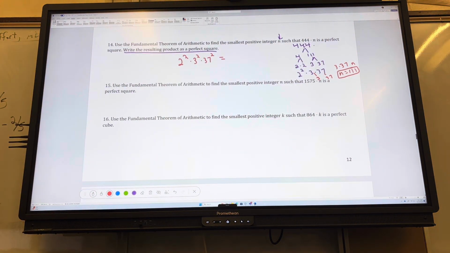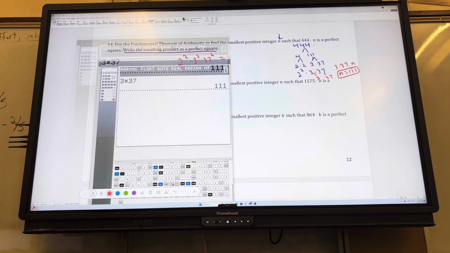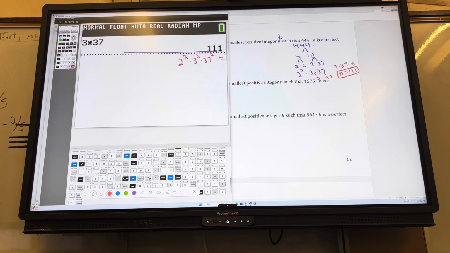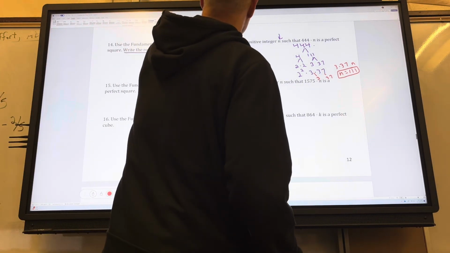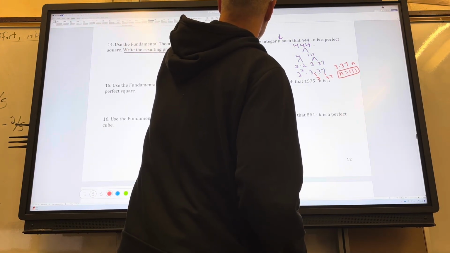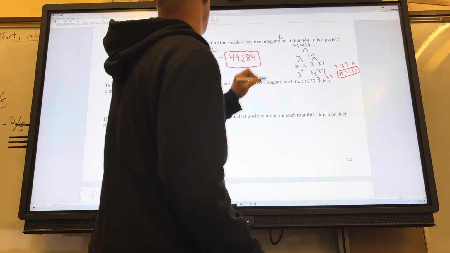I'm going to write the final number. I'm going to multiply those numbers out. So we got 2 times 2 times 3 times 3 times 37 times 37. And that's 49,284. 49,284. And that's my perfect square.